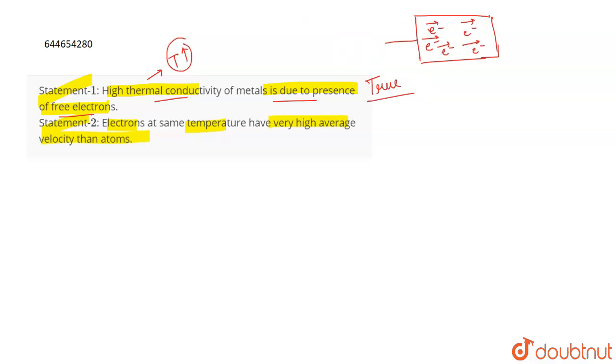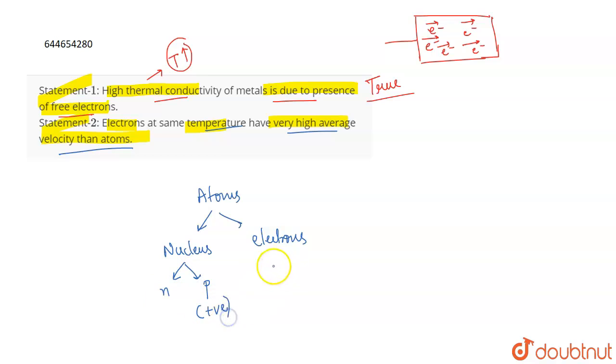Now the second statement is that electrons at the same temperature have high average velocity than atoms. Now if we talk about atoms, then an atom consists of a nucleus, right? And it consists of electrons that revolve around this nucleus. The nucleus consists of neutrons as well as protons, right? Protons are positively charged. Electrons are negatively charged. Now an atom consists of electrons. So if electrons have a high average velocity, then the atom is also going to have a high average velocity, right?